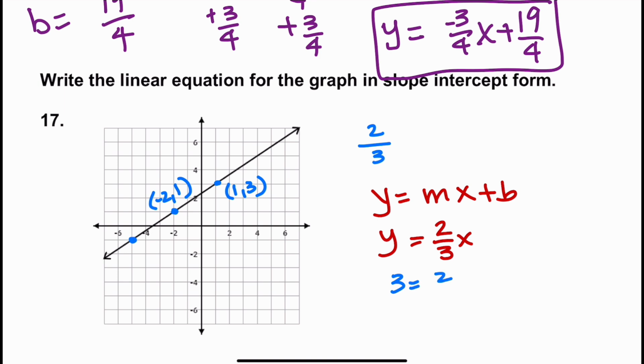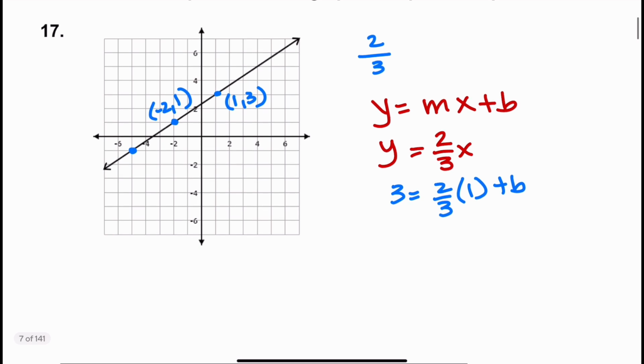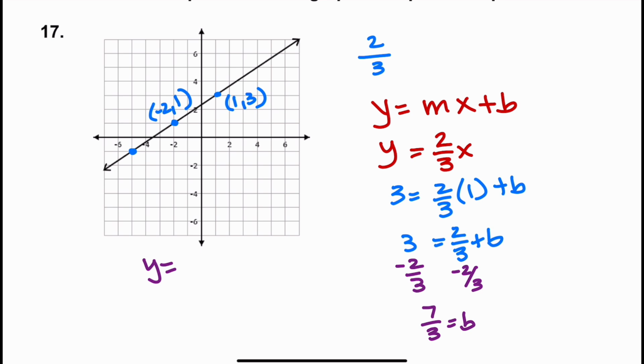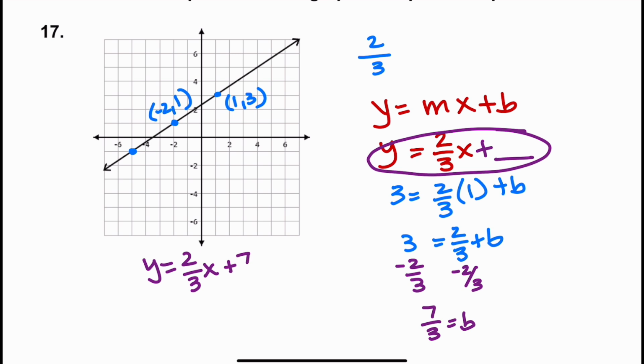3 equals 2/3, my x is a 1, plus b. 1 times 2/3 is 2/3. I'm going to minus 2/3 from both sides. And so 3 is the same as 9/3. 9/3 minus 2/3 is 7/3. So b is going to be 7/3. So the equation of this line is y equals 2/3 x. We're going to use this equation. We found what our b is, plus 7/3.